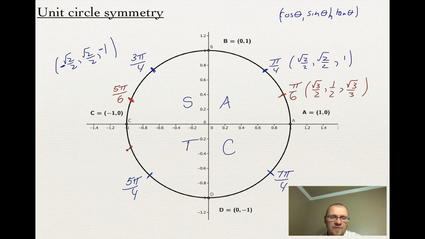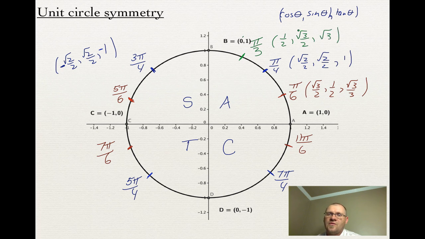Down here, 7 pi over 6 would have the same coordinates. Over here, 11 pi over 6 would have the same coordinates, except some are positive, some are negative. And if we went to the final one, which we've talked about, the final special angle, which is pi over 3, it has coordinates of a half, root 3 over 2, and root 3. So that is just cosine, sine, and now tan.